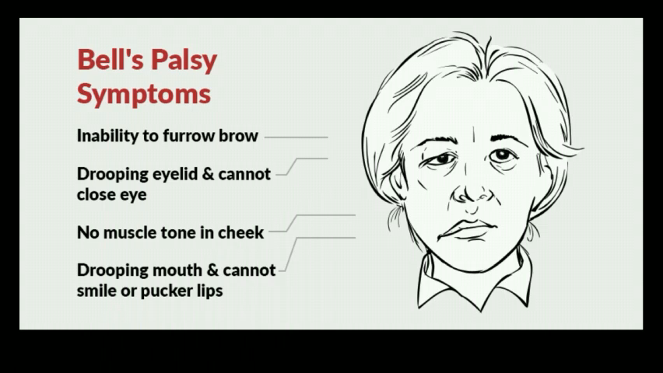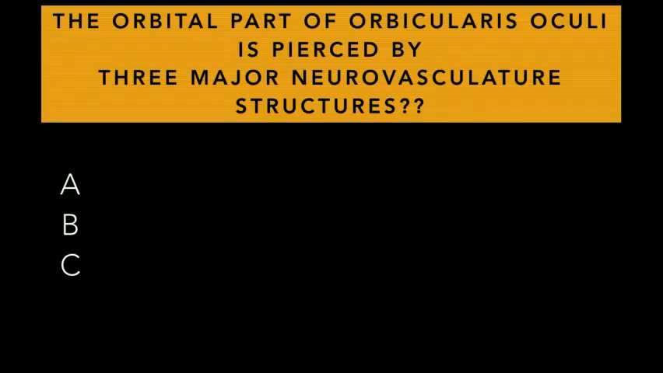Now I would like to put down a small quiz, a question for you on orbicularis oculi. That is, the orbital part of orbicularis oculi is pierced by three major neurovascular structures, and I would love that you would answer this question in the comment section below.